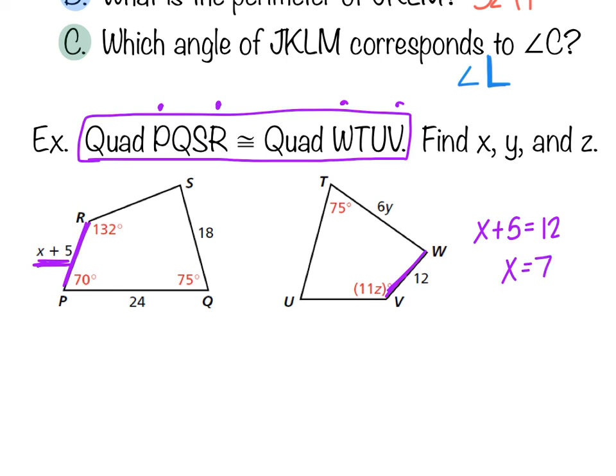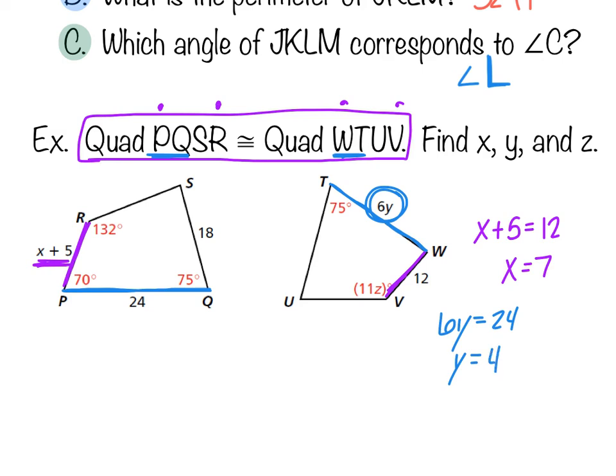Now, for the next one, y. Where's y? Y is right there. Okay, so y is part of the side length of TW. So I go over to TW, which is right here, and then that means PQ is going to correspond with that, and PQ is right here. Maybe you didn't think those correspond. That's why we have to use the congruent statement to find the corresponding side lengths. So then 6y is going to equal 24 since corresponding side lengths are equal, and that makes y equal to 4. So I've got 2 of the 3.